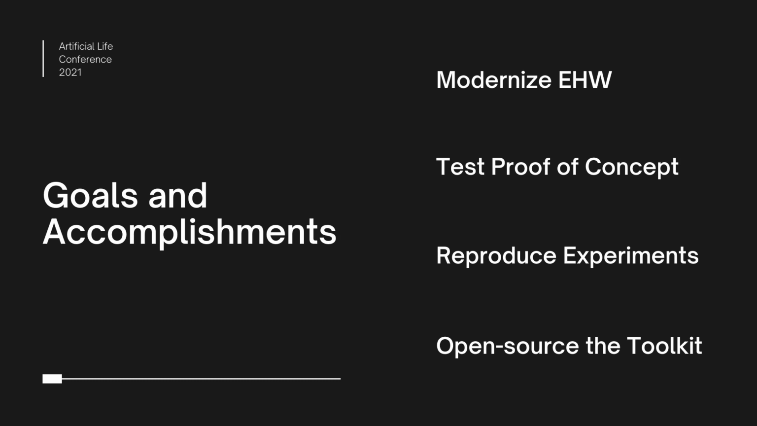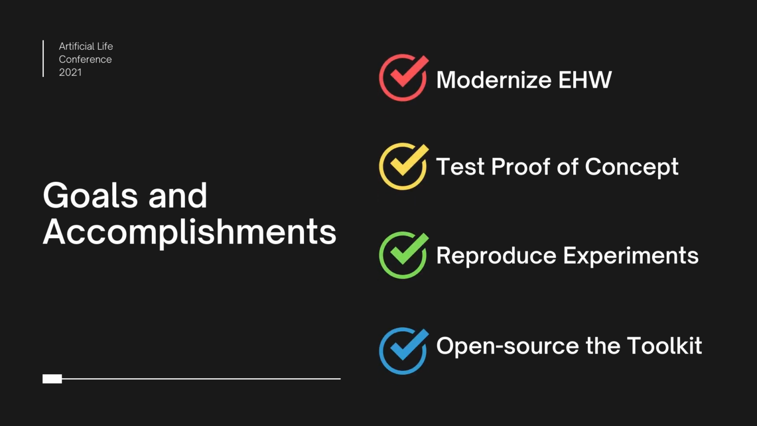Now let's wrap it all up. From the onset, our goals were to modernize analog evolvable hardware by creating a bitstream evolution technique using modern field programmable gate arrays, prove the method's concept of operation, reproduce at least one of the field's seminal experiments, and provide a toolkit that empowers other researchers to get involved. And though there's still much work to do, we believe we have accomplished those goals.